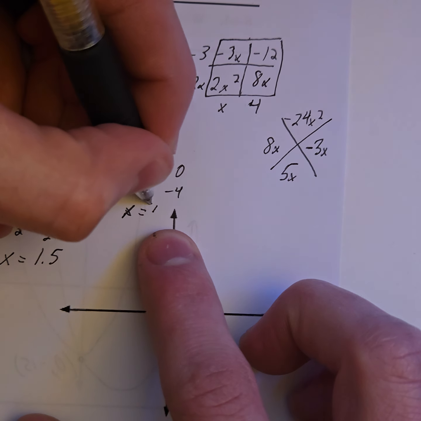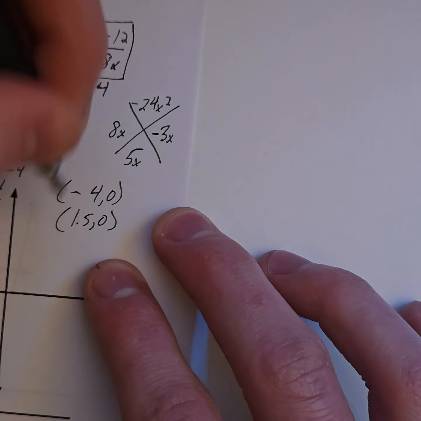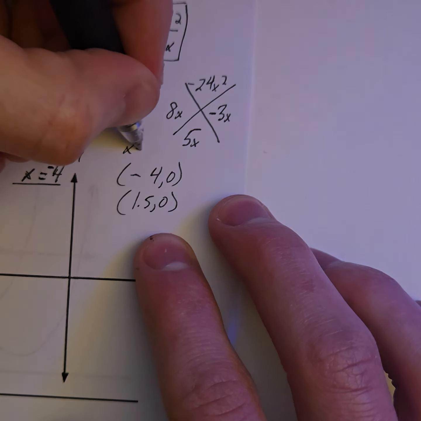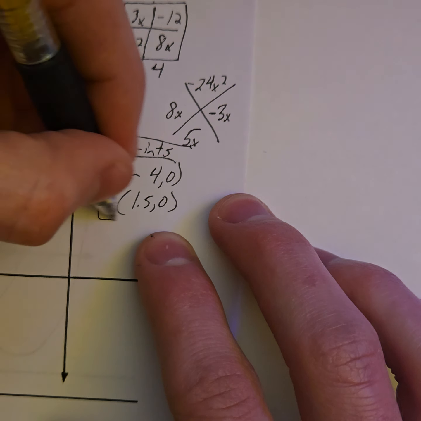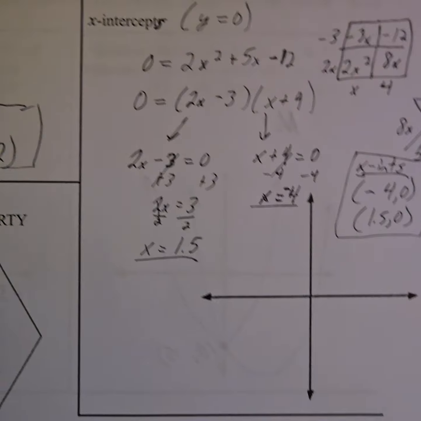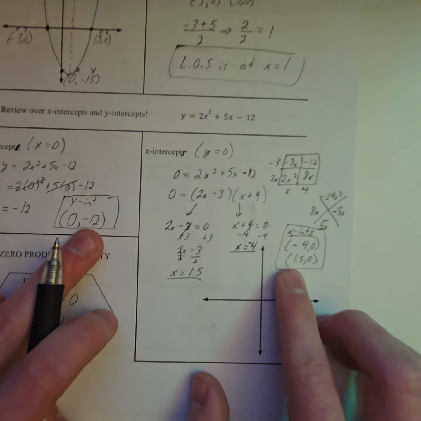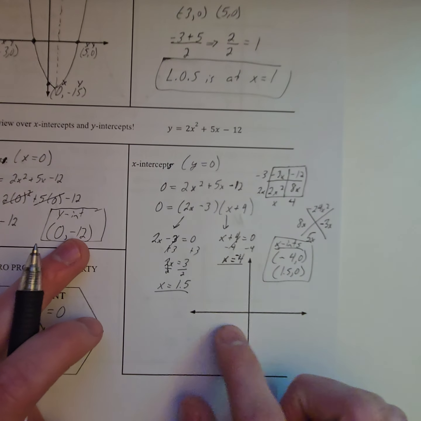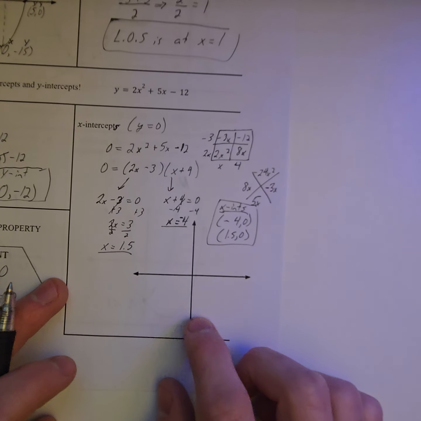Let's write those down as x-intercepts. You have the point negative 4, 0, and the point 1.5, 0. Now let's zoom out a little bit here. We have our y-intercept and our two x-intercepts, so now we can sketch an accurate graph of this. Let's go ahead and do that on this graph below.